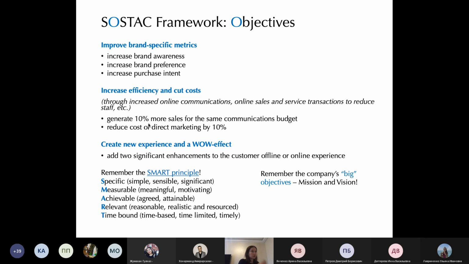For instance, if your company cares a lot about your consumers, and your mission is related to, I don't know, making the life of your consumers easier, of course the objectives should be in tune with this understanding of the mission of your company.